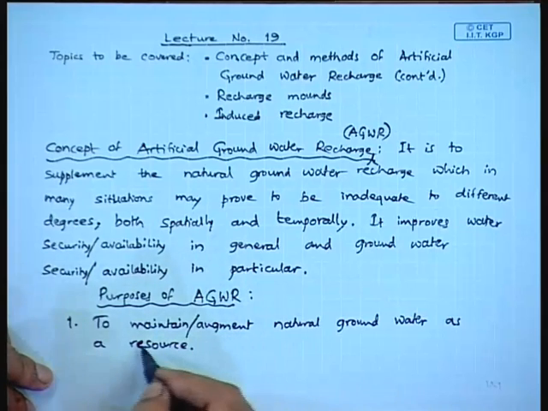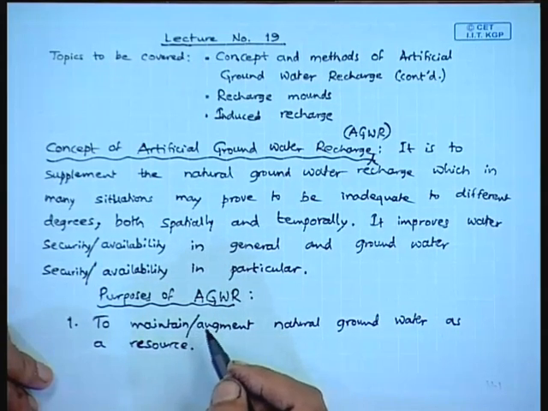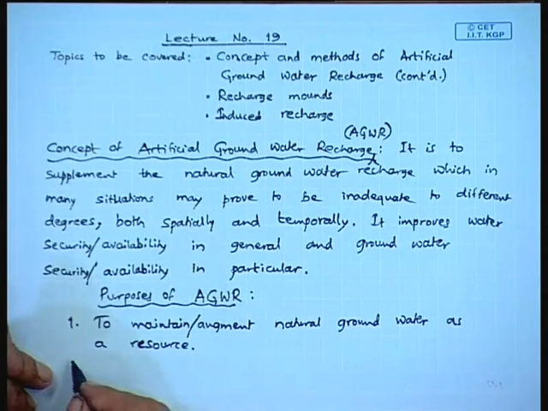This resource is an economical resource as well as an overall resource, because there are certain parameters which cannot be quantified economically, such as the intangible benefits. Once artificial groundwater recharge is employed, it also results in other intangible benefits like improvement in flora, fauna and other things, all of which may not be quantified.